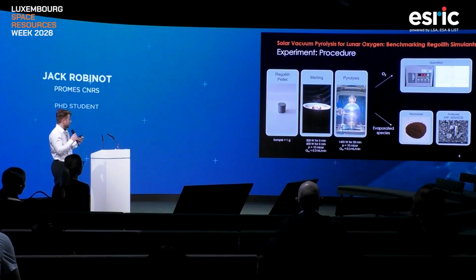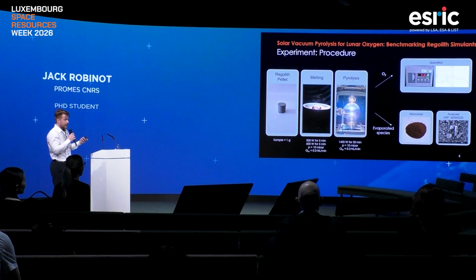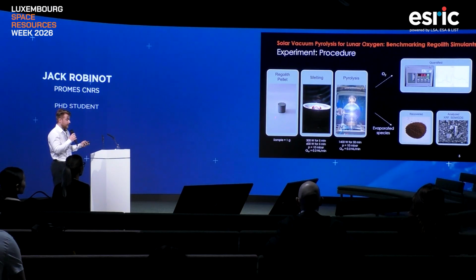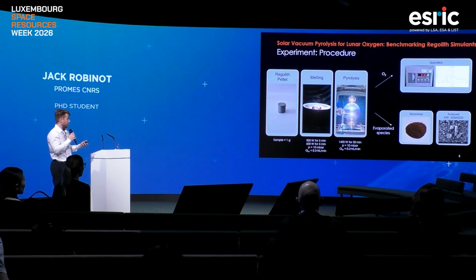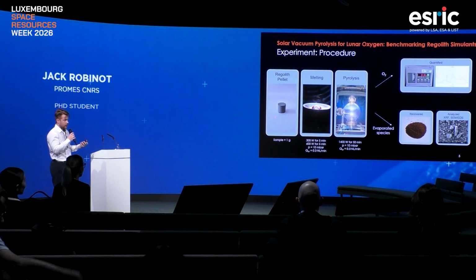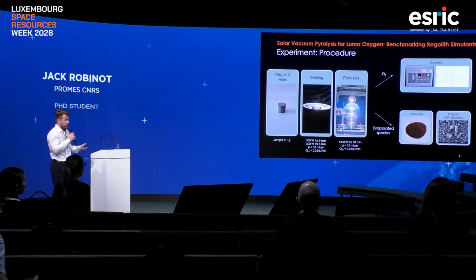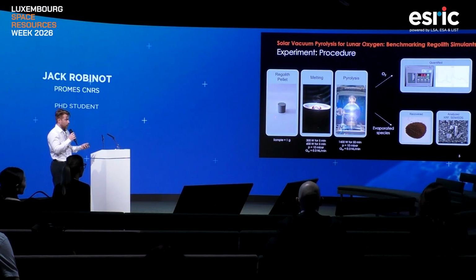The procedure that we are using is quite simple. We make regolith pellets with a mass of 1 gram. Then the regolith is slowly heated, first at 300 watts of power for 5 minutes, then 600 watts for 5 minutes. The pressure inside the reactor is 10 millibar, and we have an argon flow rate of 0.3 normal liter per minute.